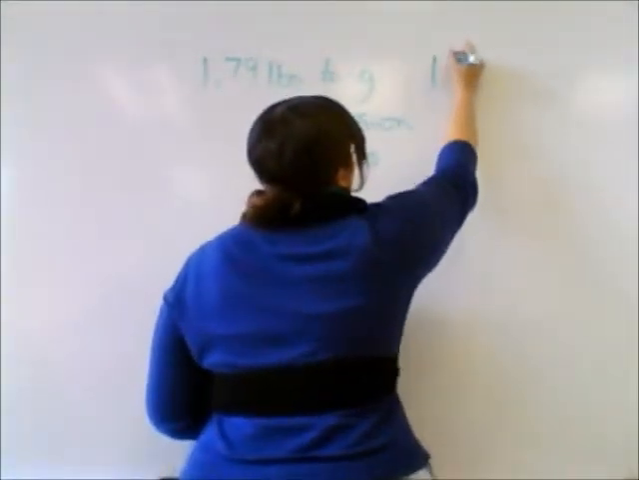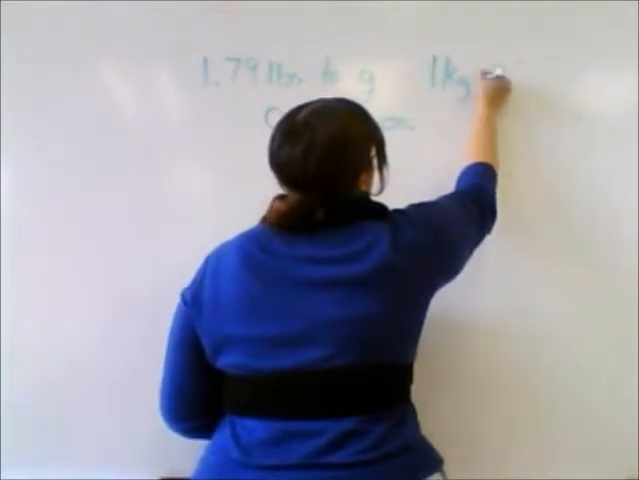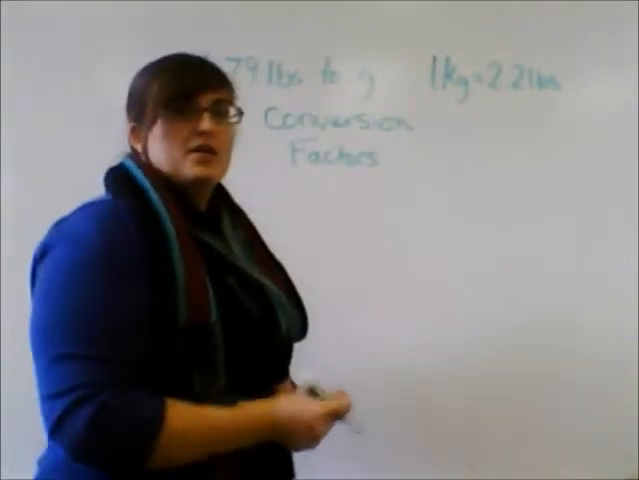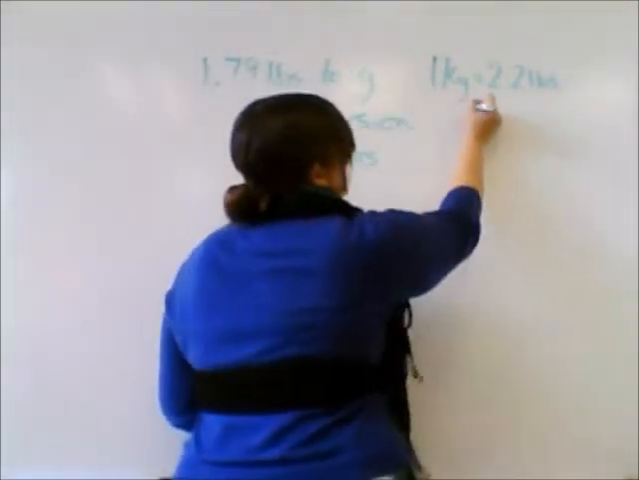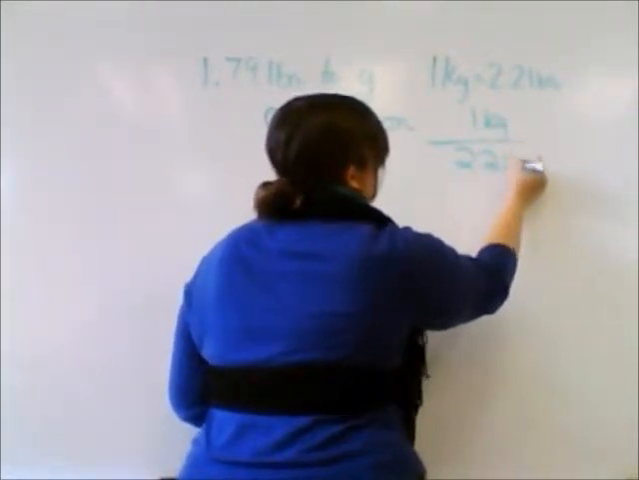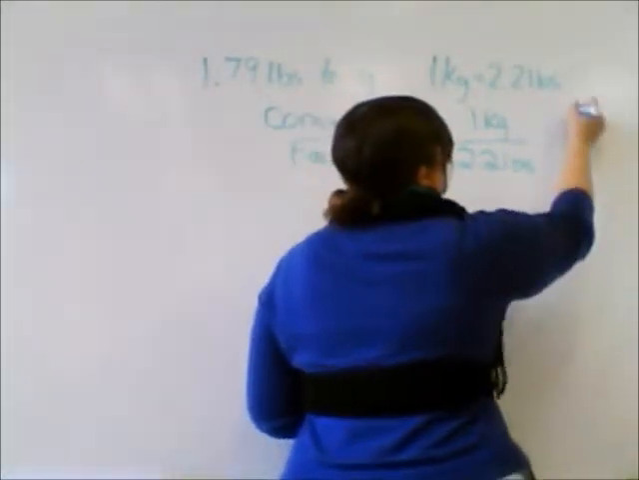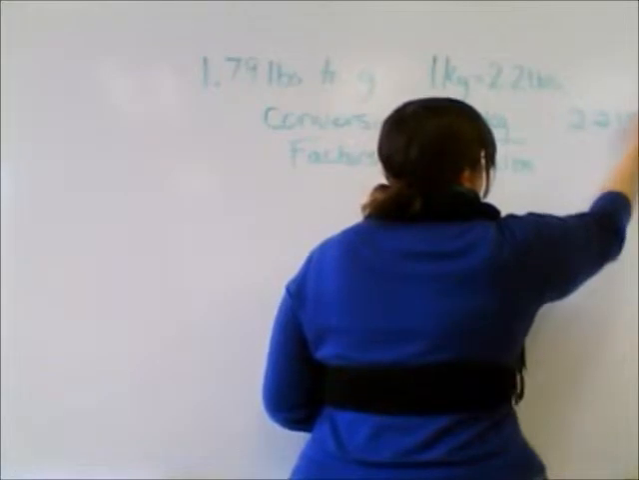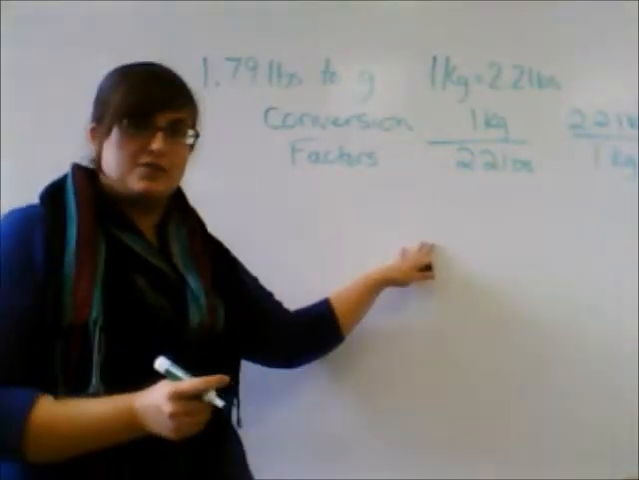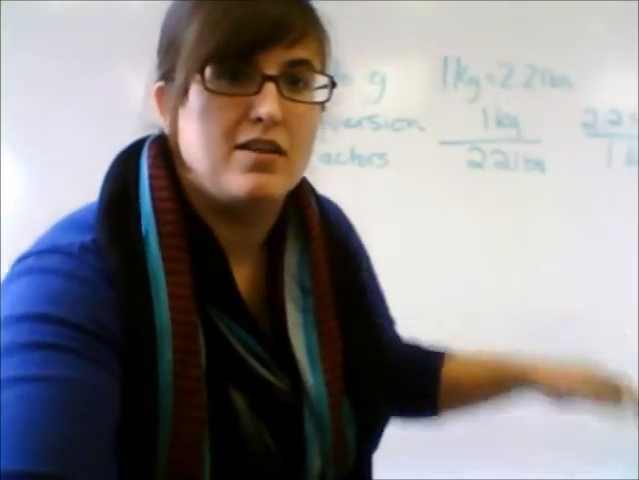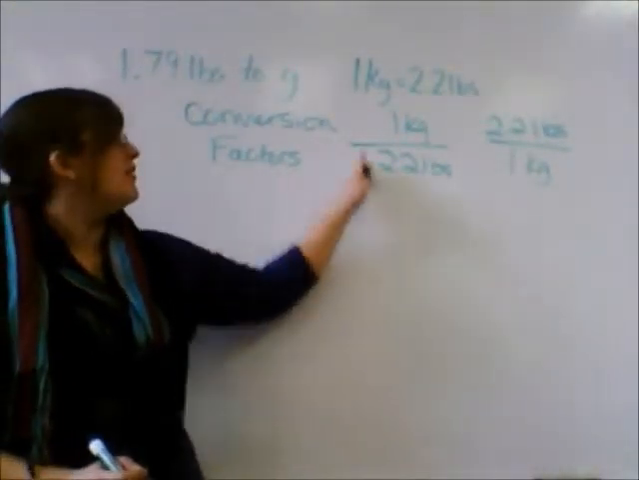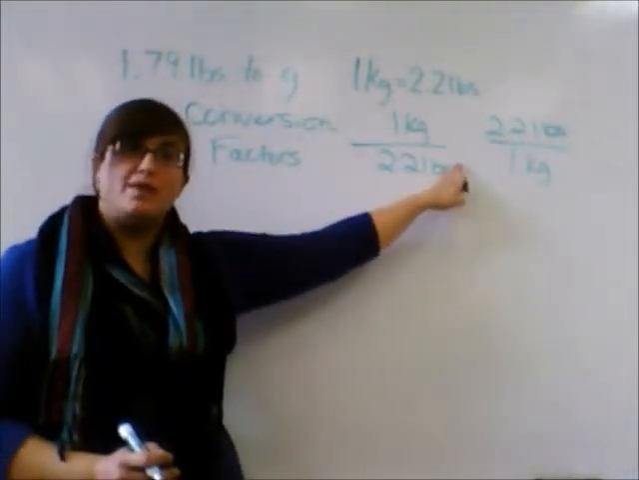So we know that 1 kilogram is equal to 2.2 pounds. Okay? So remember, we can write this two different ways. We can write it either as 1 kilogram over 2.2 lbs, or we could write it as 2.2 lbs over 1 kilogram. These aren't actual division. Remember, these are not actually dividing anything. They are just telling us that this is the ratio. You have 1 kilogram to 2.2 pounds, or you have 2.2 pounds to 1 kilogram.